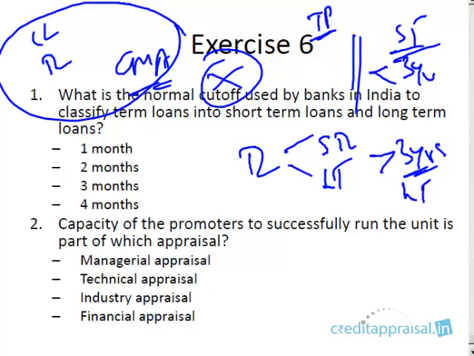So if the repayment tenor is more than 3 years, banks impose what is known as a term premium, some 0.25% or 0.5%. They'll be imposing an additional premium. So that cutoff is usually 3 years. It might vary from bank to bank, but this is the usual cutoff. So the answer to the first question is 3 years.